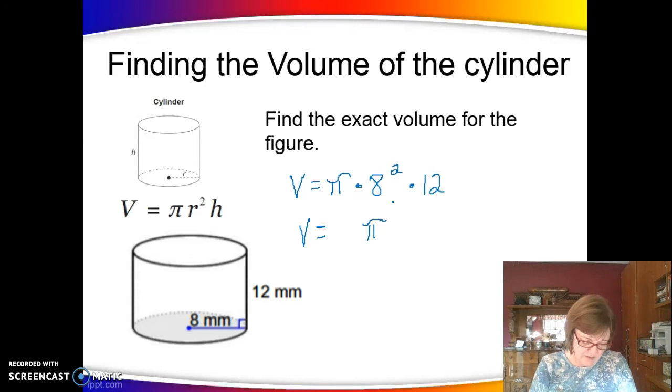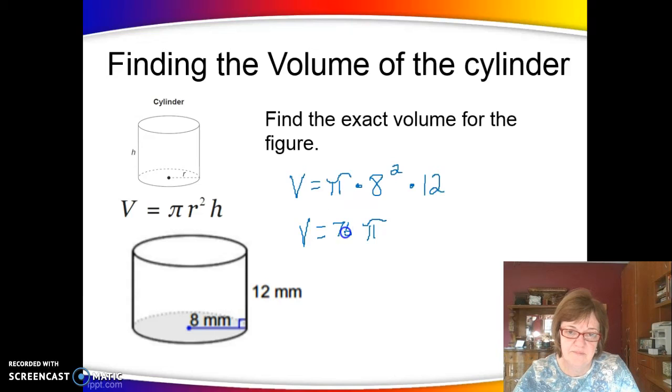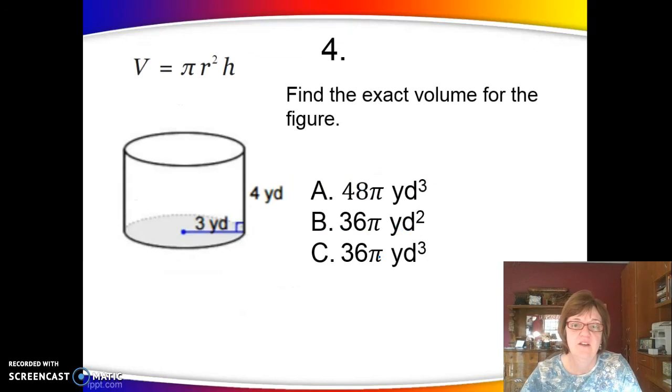So here we go. Clearing my calculator, 8 squared times 12 equals 768 pi, and what are our units? The same as they were before, millimeters cubed. Remember, three-dimensional figure, it's going to be cubed. Okay, so that is the exact volume because we did not use an approximation for the value of pi. Okay, let's see how you do with this one. Remember, I can be sneaky.